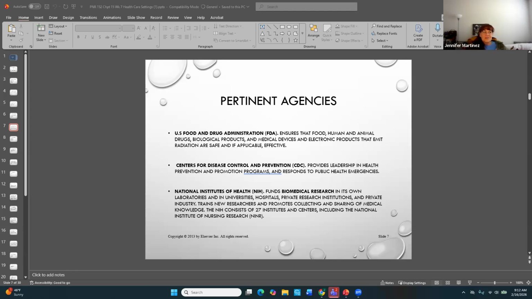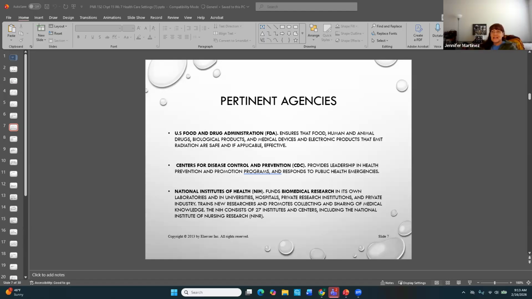What else? Your Centers for Disease Control and Prevention, or the CDC. They provide leadership in health prevention and promotion programs. They also respond to public health emergencies. So the CDC has lots of resources, things like your vaccine schedules.